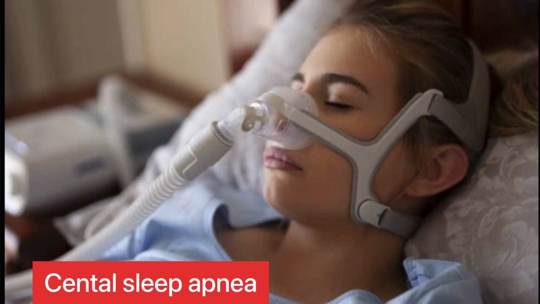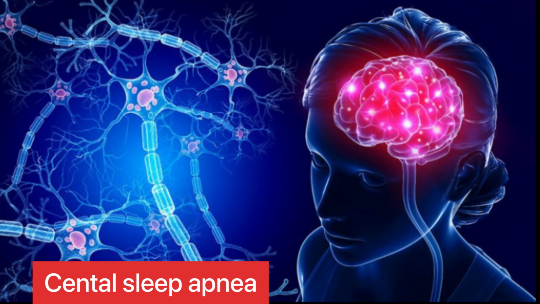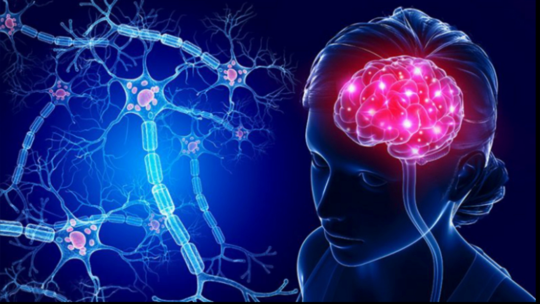Now we'll talk about central sleep apnea. This less common form of sleep apnea occurs when your brain fails to transmit signals to your breathing muscles. This means that you make no effort to breathe for a short period. You might awaken with shortness of breath or have difficulty getting to sleep or staying asleep.